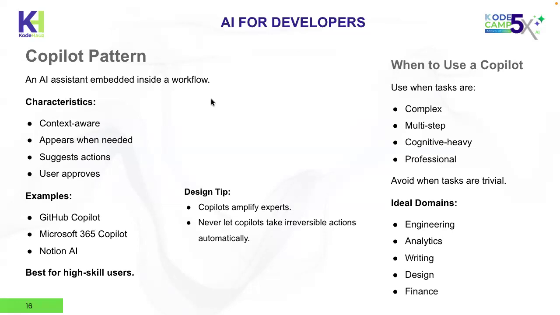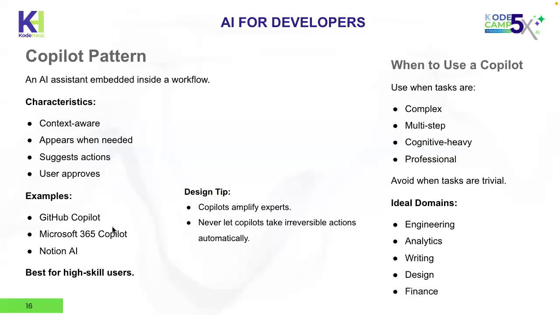But a co-pilot pattern is where the AI assistant is embedded inside a workflow, right? The AI assistant is context aware. It appears when it is needed. It suggests actions. The user approves and then it takes action. Okay. So for example, you have GitHub Copilot, you have Microsoft 365 Copilot, and you have Notion AI that also has a Copilot. So Copilots are really best for high-skill users.